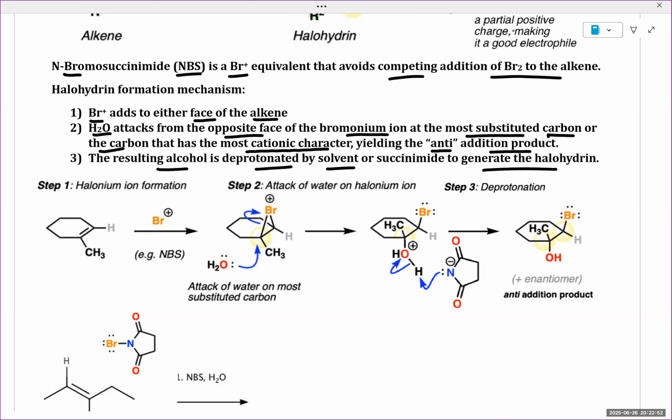So, just to showcase this mechanism, in the first step, you cyclize to make a halonium ion. From here, water attacks the, in this case, bromonium ion from the opposite face at the most substituted carbon. Once you've generated this addition product and water has attacked and opened your halonium ion, your protonated alcohol is deprotonated by succinimide or solvent, and in turn, you get your halohydrin.